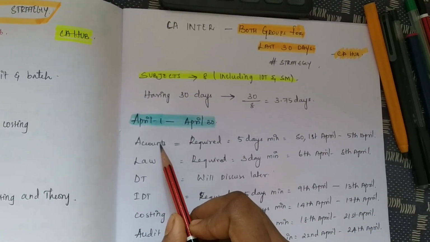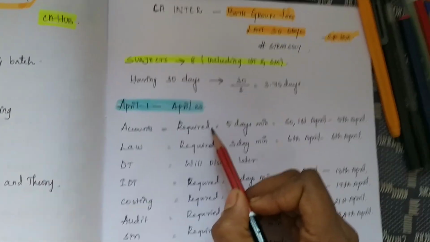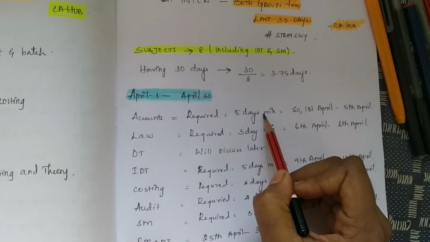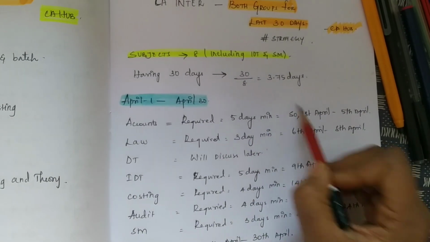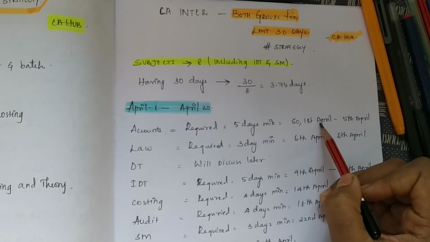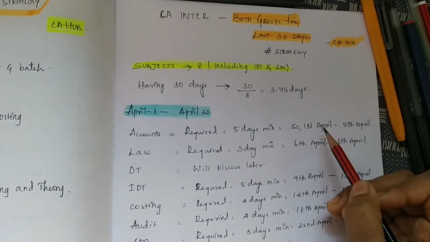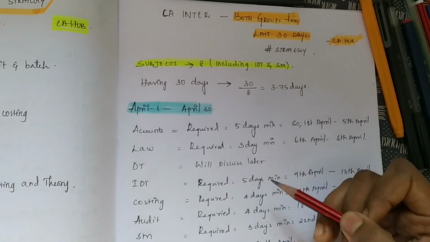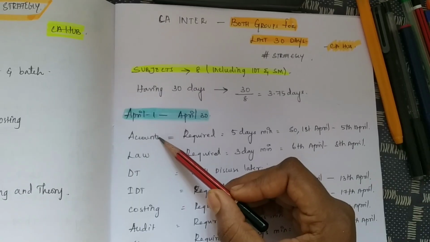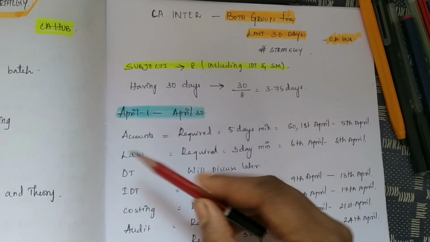So let us see the accounts. When I say accounts, the minimum requirement to complete the accounts revision is 5 days, I think. When I say 5 days, you have to plan. I just made this to show the approximate date by which you could complete each paper. So you can shift the papers accordingly, whichever is comfortable to you. Like, you can start with costing first, or you can start with SM first also. That is up to you.